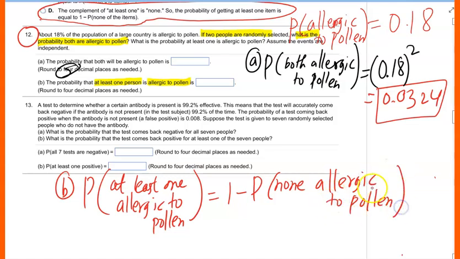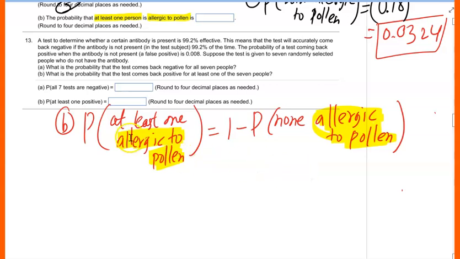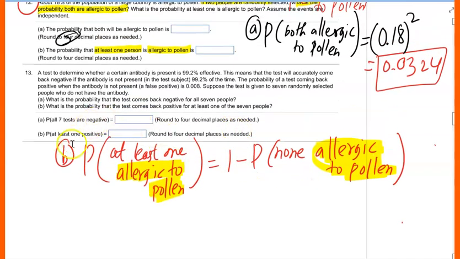Again, remember that for at least one of an item, the probability is 1 minus the probability of none of the item. Again, the probability of at least one is going to be 1 minus the probability of none. And here the item is allergic to pollen. That's what I'm looking for. What's the probability of at least one allergic to pollen? And the formula is 1 minus the probability of non-allergic to pollen.